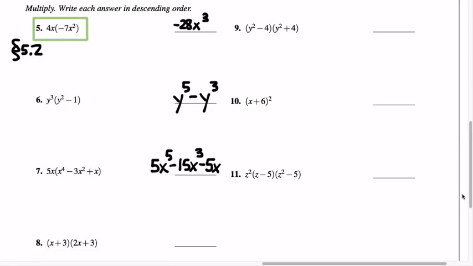When we're talking about multiplying polynomials, the first thing we need to know is how to multiply monomials, and that's what you're doing in question number 5. So talk me through why is it that 4x times negative 7x squared is equal to negative 28x to the power 3? What are you doing there?